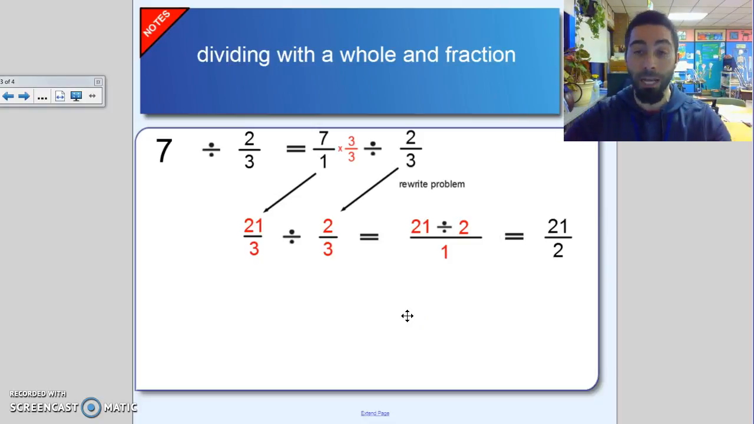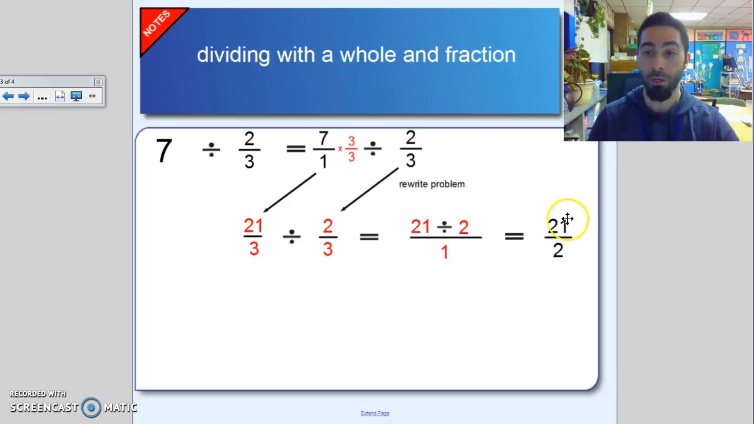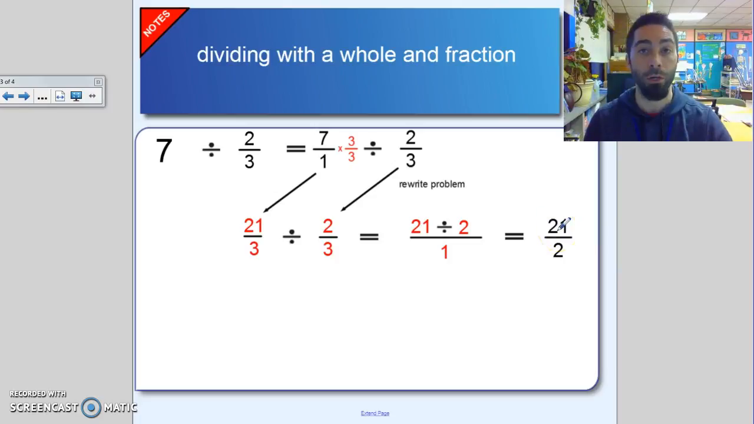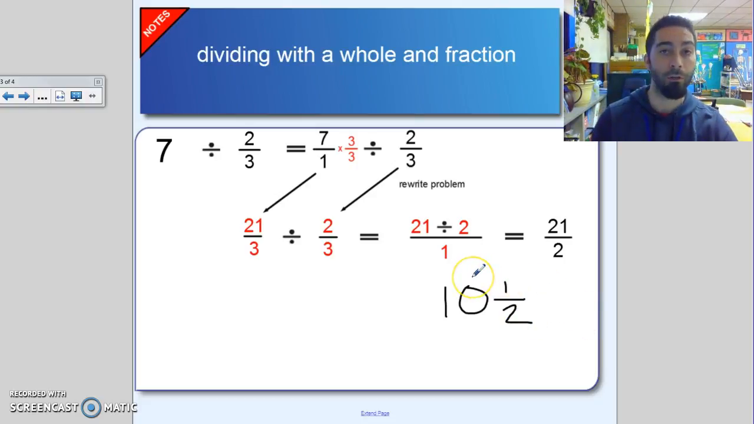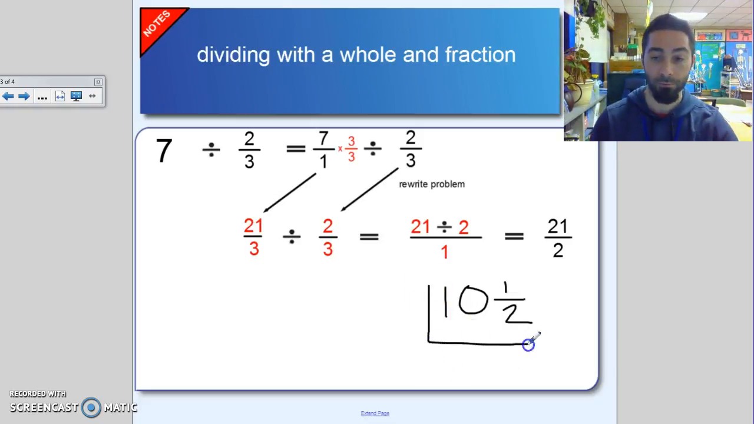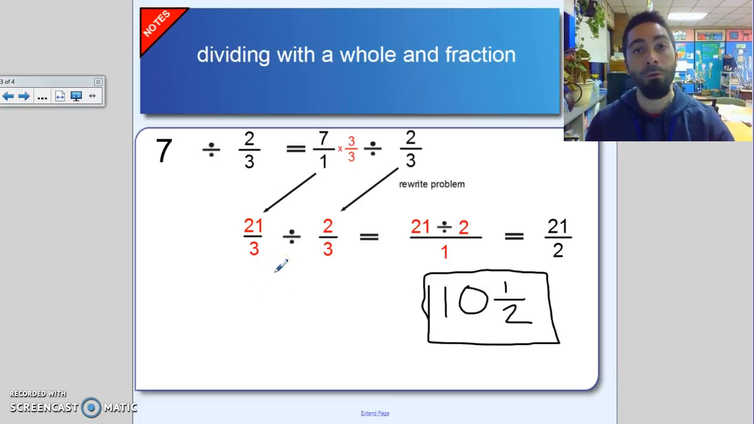However, you can now take that and change it into a mixed number. And so 21 over 2 can be rewritten because 2 goes into 21 10 times, because 10 times 2 is 20. And the leftover is 1. So that's 1, and my denominator stays the same. So 10.5 is my answer. So 7 divided by 2/3 is 10.5. Okay? This is all finding answers to these division problems with common denominators.